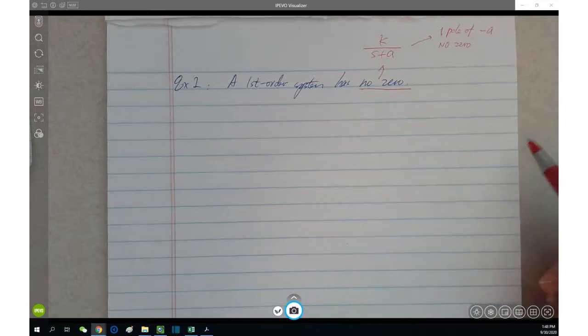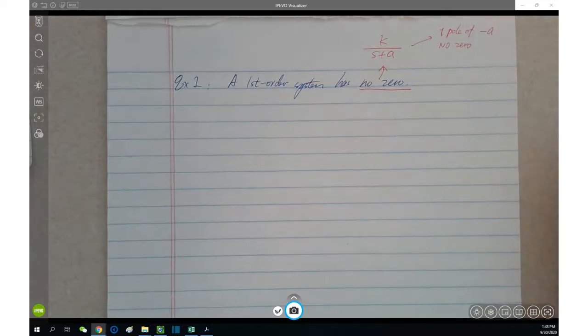Okay, so this first order system, of course, could have a zero. That's possible. That's the second scenario we will see. But here we just assume no zero, and then we will see what's the difference between having a zero and without a zero. Okay.